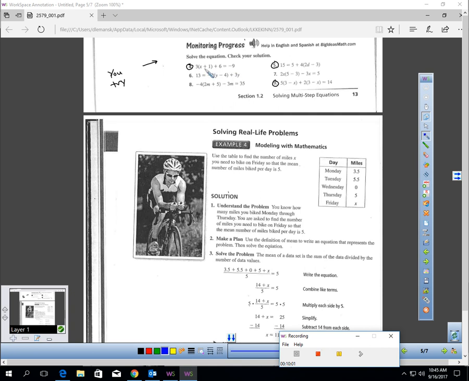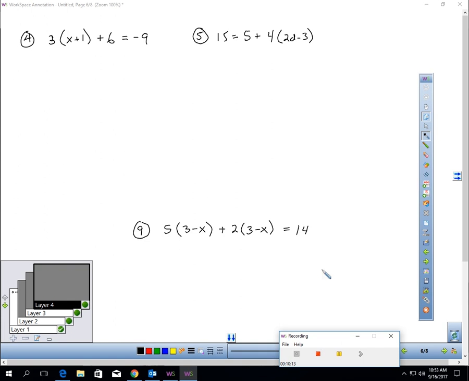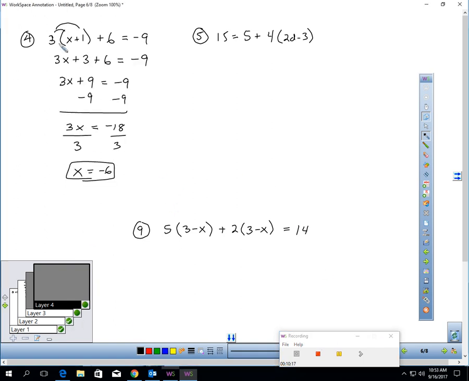I would like you to try 4, 5, 9 here just to speed things up a little bit. So pause the video and try those 3, and then we'll look at each one. Okay, we're back. So for number 4, I decided to just simplify number 4 first.